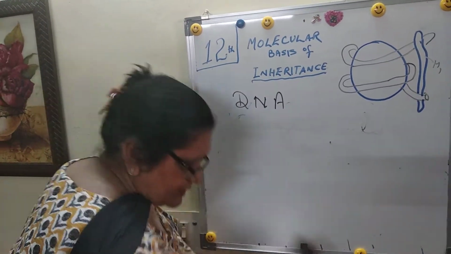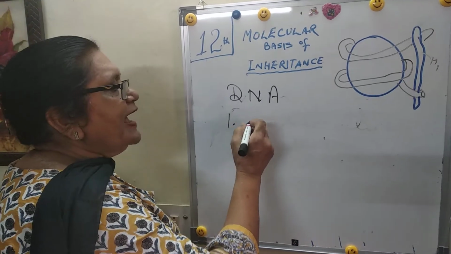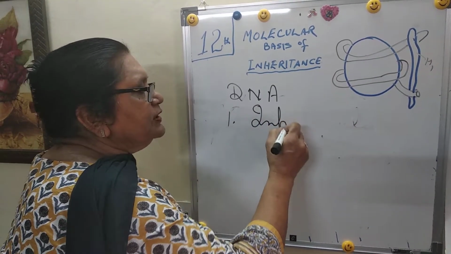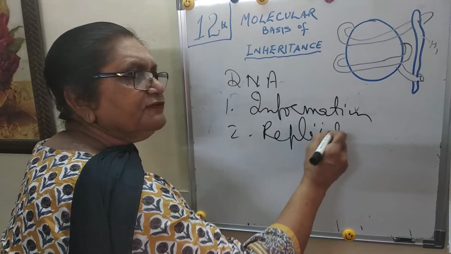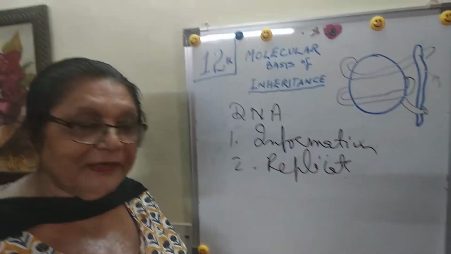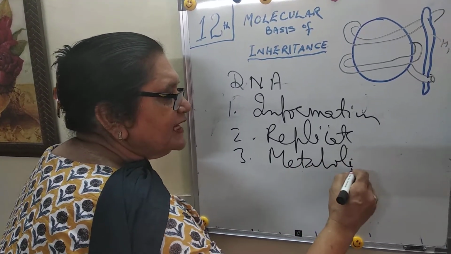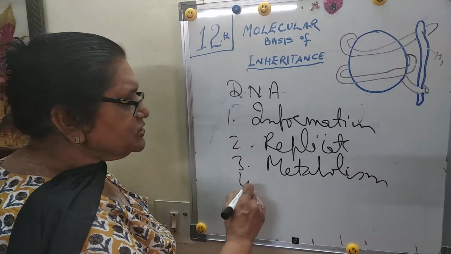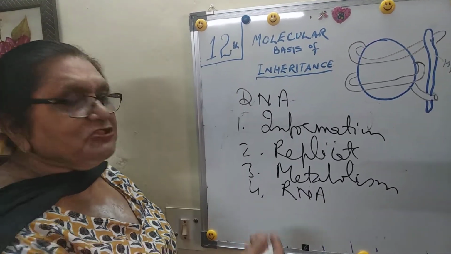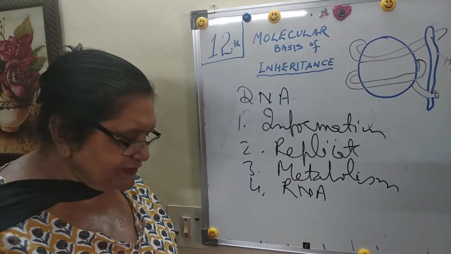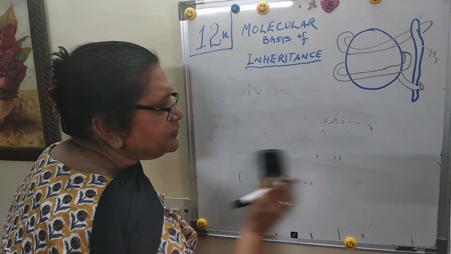DNA is the main genetic material. What is the function of DNA as genetic material? It helps in carrying information. Again, it replicates, that is another function. Replicate means it gives its own carbon copy. Third, it plays an important role in metabolism. DNA gives rise to RNA, which takes part in protein synthesis. It also plays an important role in differentiation, and these days in gene therapy.